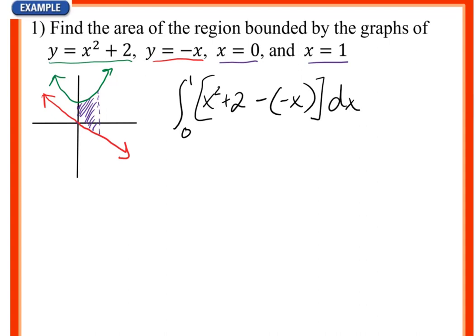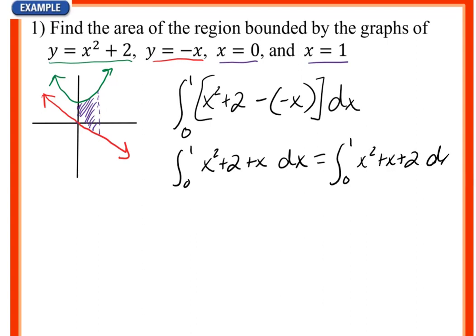So let's go through and integrate this. First I'm going to distribute that negative. So I'm going to have the integral from 0 to 1 of x squared plus 2 plus x dx. And then we can apply the power rule. If you want to reorder that, you can. Actually, I'm going to go ahead and do that. Let's call that the integral from 0 to 1 of x squared plus x plus 2. That's not really necessary, but I like it.